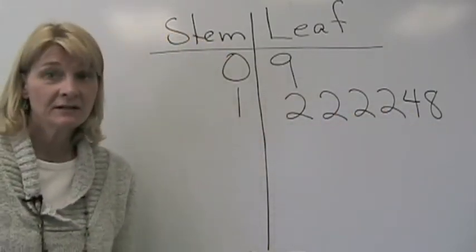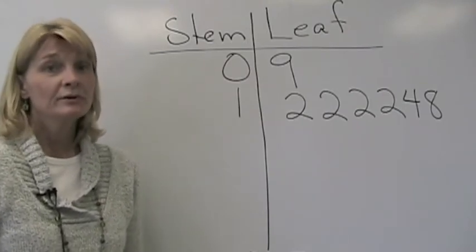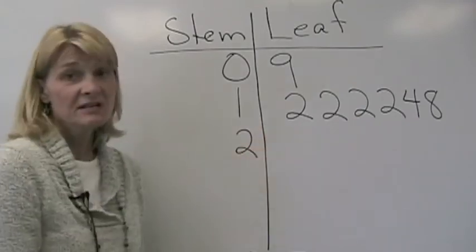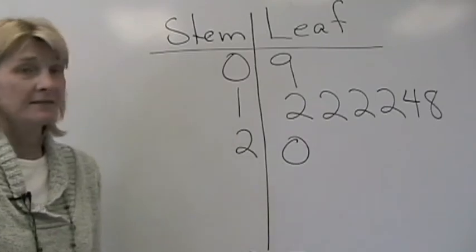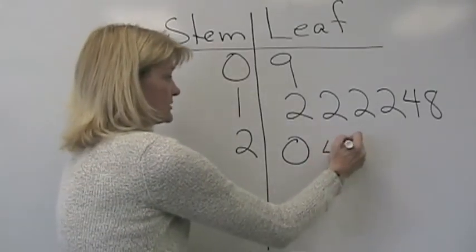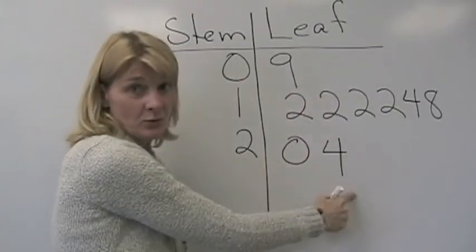The next biggest box I had 20 ounces in it. So the 2 is in the tens place, and that goes under the stem. The 0 is in the ones place, so that goes under the leaf. And the last one that I had was 24 ounces in it. So that goes under the leaf as well. This is read 20 and 24.